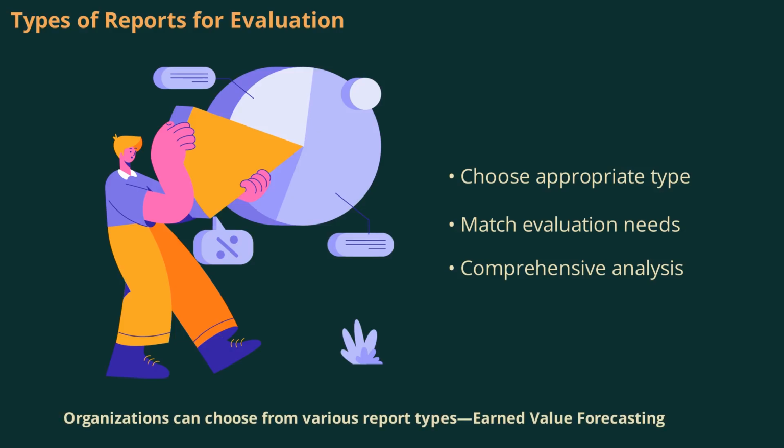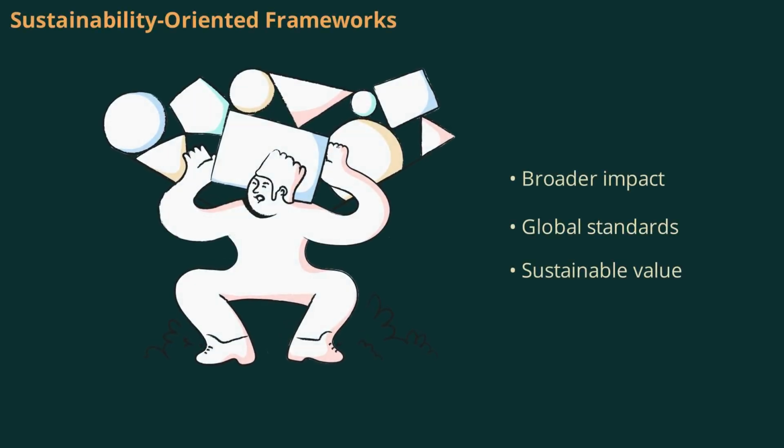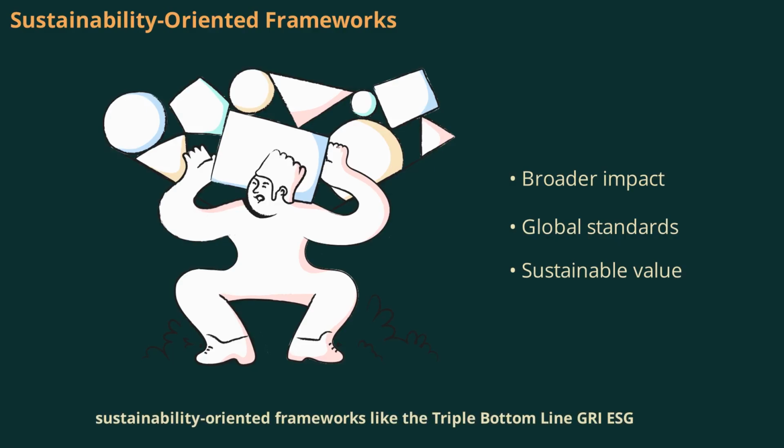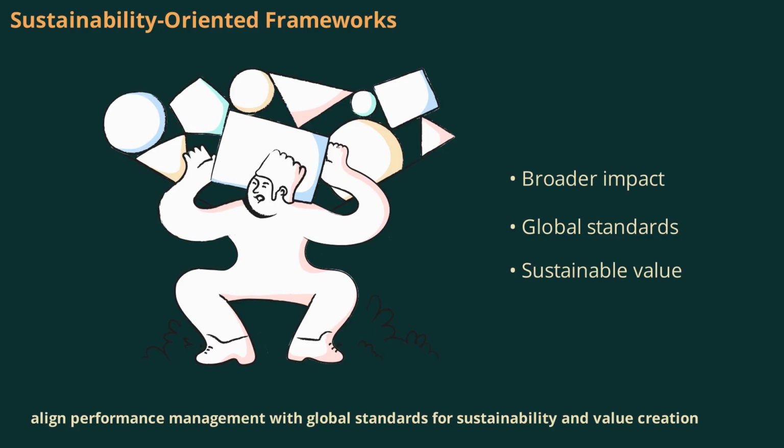Organizations can choose from various report types: earned value, forecasting, progress, status, trend, and variance reports to record and evaluate performance. Selecting the right type depends on the specific evaluation needs and the nature of the data being analyzed. In addition to financial reporting, sustainability-oriented frameworks like the triple bottom line, GRI, ESG, and integrated reporting are increasingly important. These frameworks help organizations report on their broader impact and align performance management with global standards for sustainability and value creation.